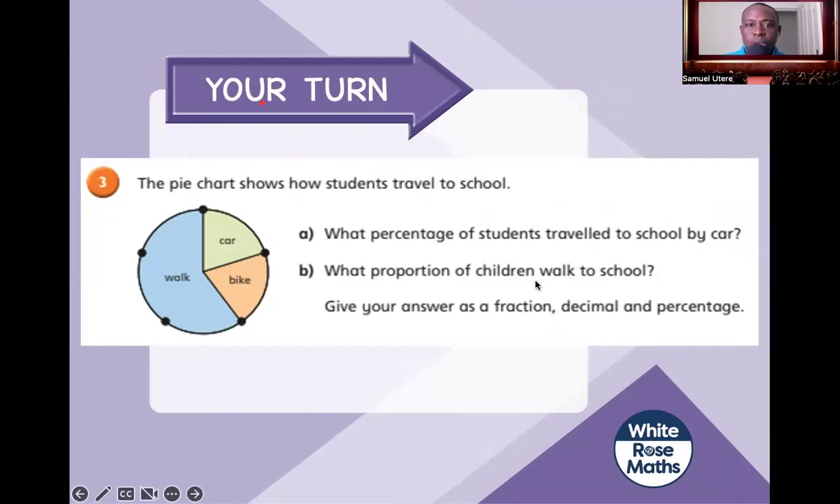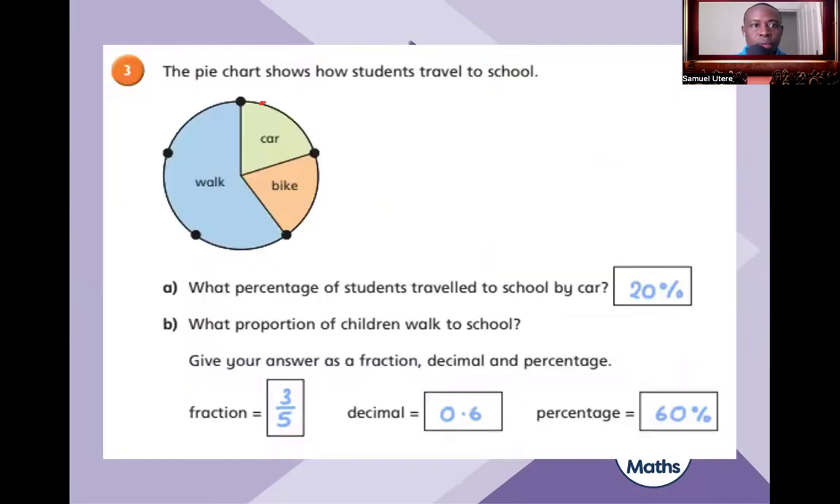Pause the video and answer question 3 in 2 minutes. Assuming you've paused the video and you've answered question 3, here are the answers. Let's discuss them. Here you asked what percentage of students travel to school by car. Well, you can see that the pie chart helps us split the circle into 5 equal parts. And then 1/5 represents 20%, because traveling by car represents 1/5 of the circle.